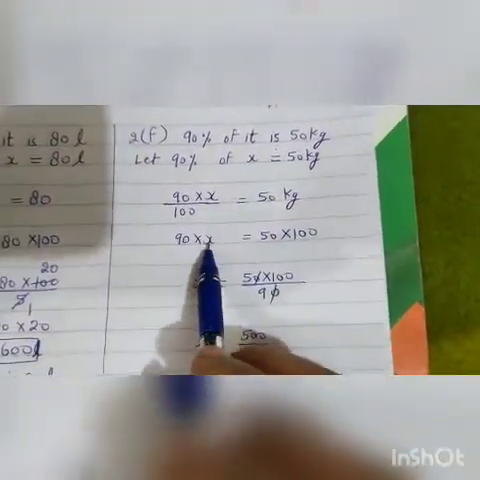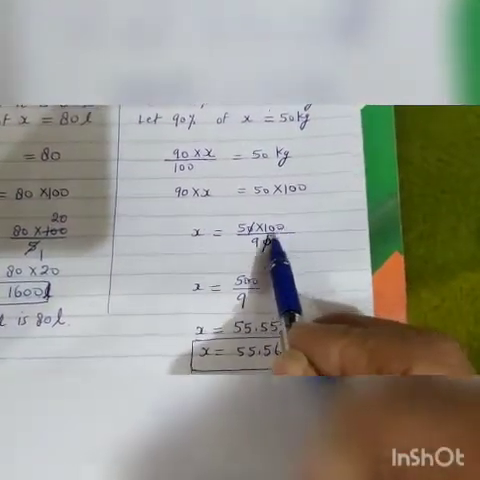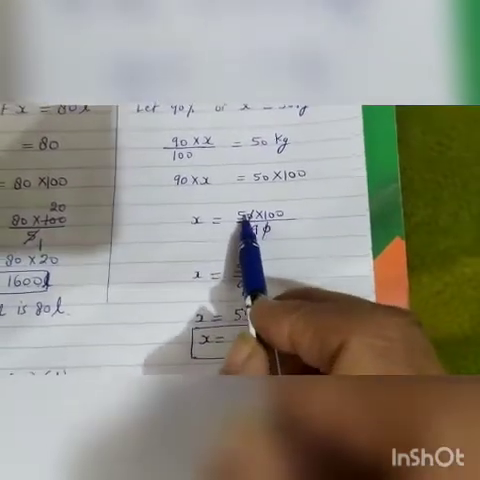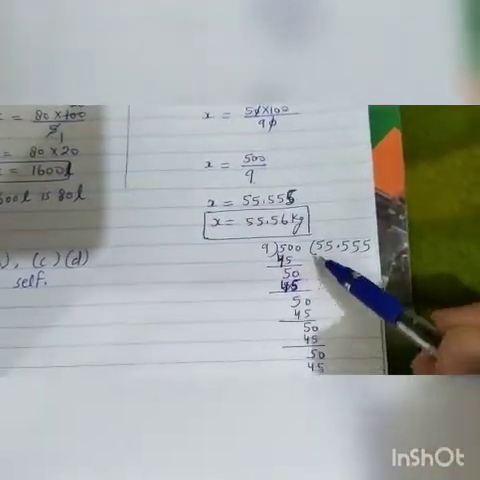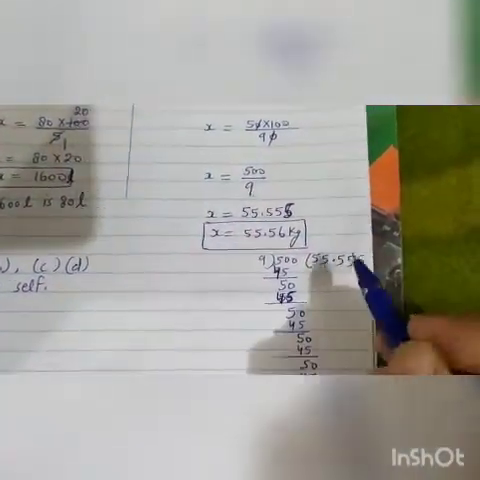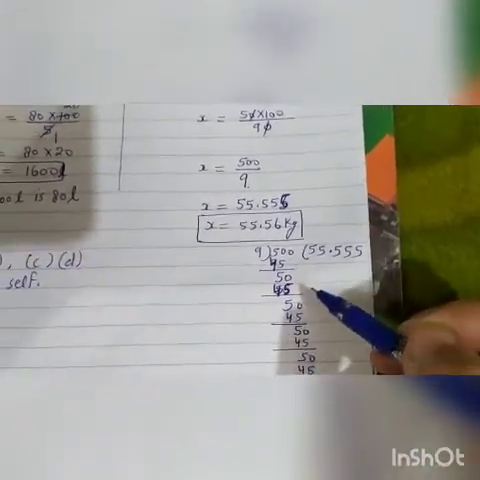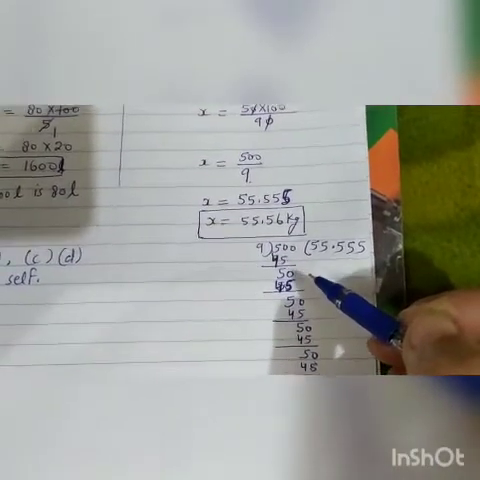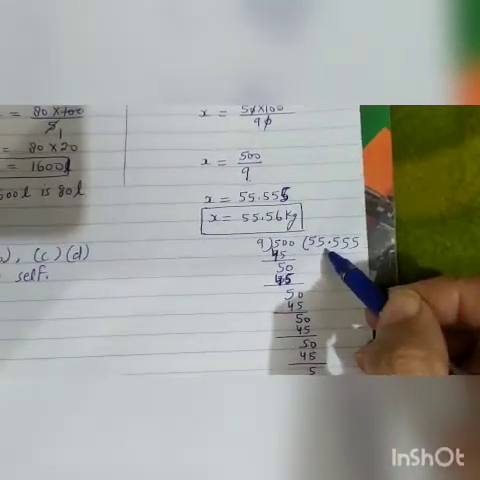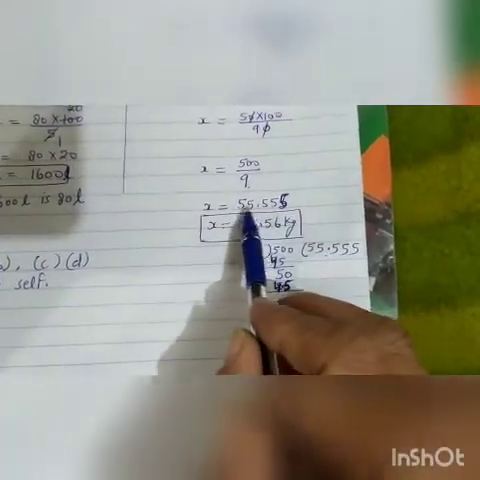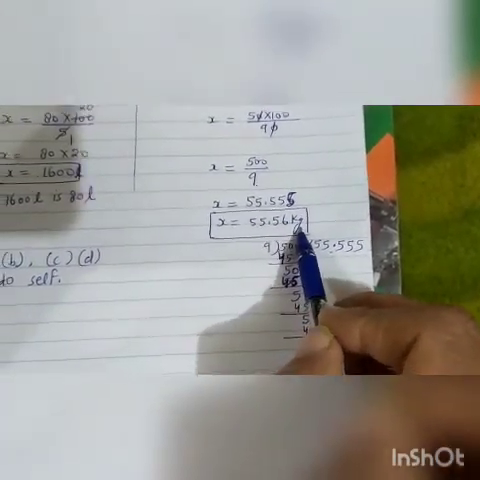So 90 multiply x is equal to 50 multiply 100. Then x is equal to 50 multiply 100 upon 90. 0 0 cancel. 5 into 100 means 500 upon 9. And when we divide this 500 by 9, we get a non-terminating division. Non-terminating means that it doesn't end. We get 55.555, so we can write it as 55.56 kg.